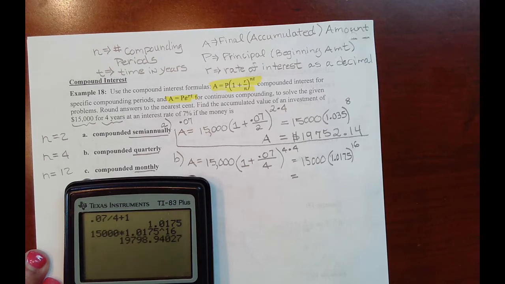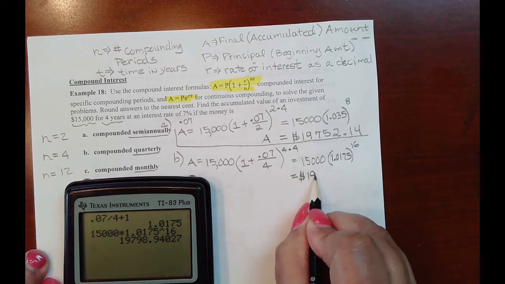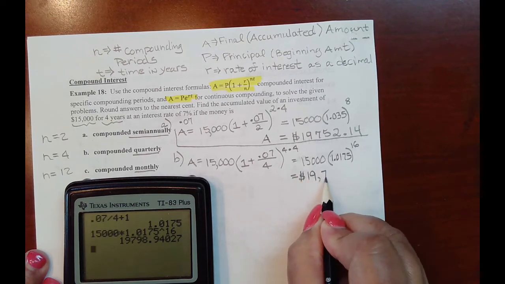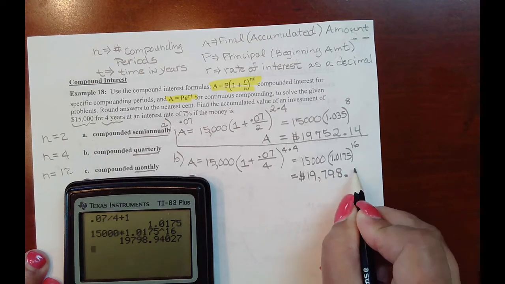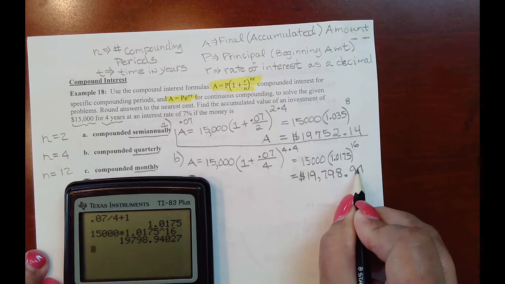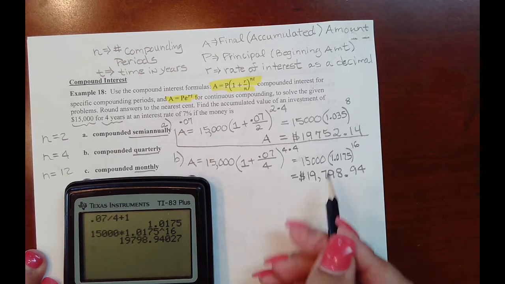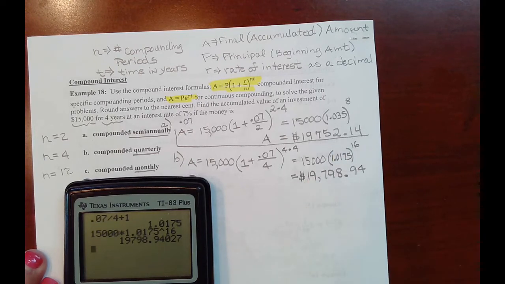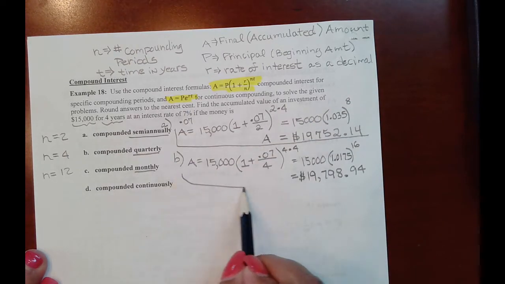And you get, this time, $19,798.94. So you make a little bit more. The more often they go into your account and compound your interest, the more you're making. So this is a little bit more than if you were on a semi-annual compounding schedule.